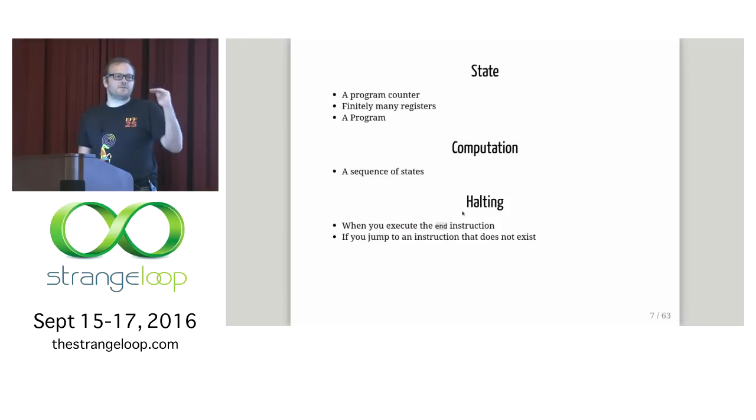Computation is a sequence of states. You ask what instruction we are at now, you update the state, you jump somewhere else, and again ask what instruction we are at now. You execute that instruction and keep going until you execute a halt. There's another way the computation might end, like an erroneous program: if you try to jump to an instruction that doesn't exist, that's considered a fail. You've got an invalid program, so we halt on that condition as well.